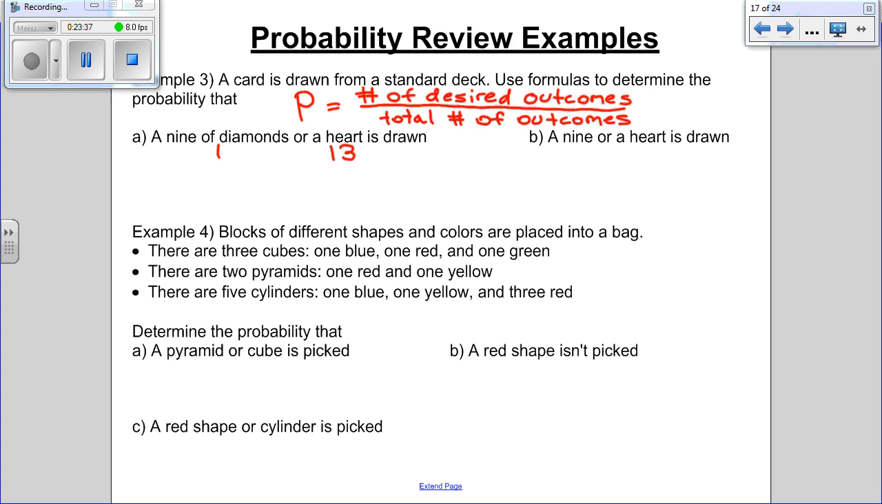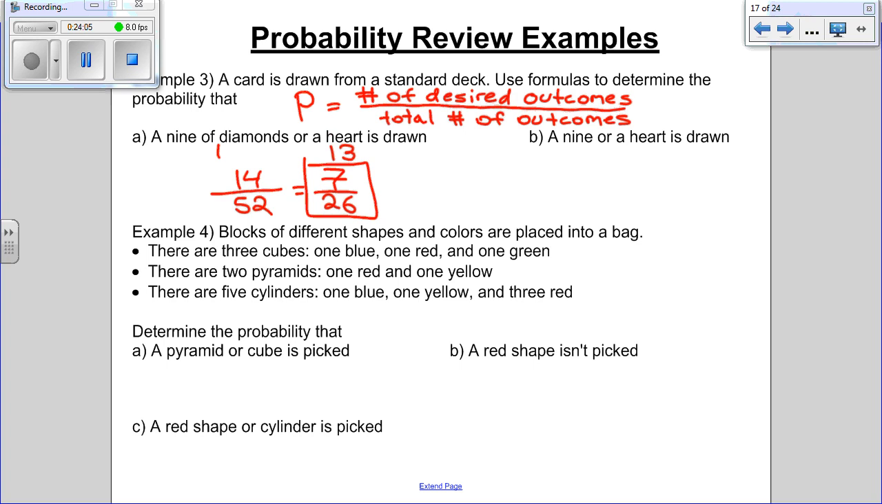So you can add them together and know that there's 14 desired outcomes. You then divide it by, what's the total number of outcomes? 52. You could have drawn any of those 52 cards. That's your probability. You should write it into simplest form, which is 7 divided by 26. So you math fract that thing to get 7 out of 26.